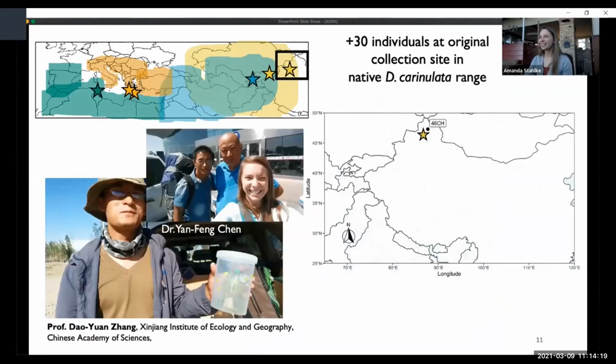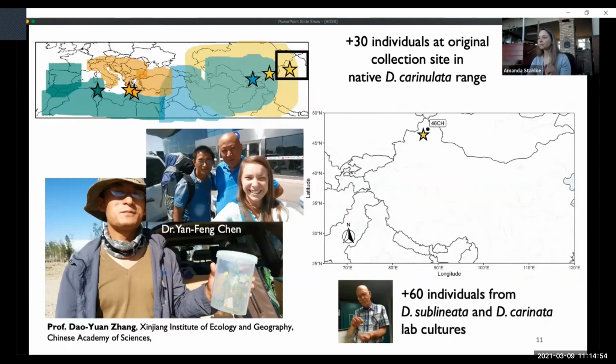I also got to go out to the native source collection for that Fukang ecotype, thanks to collaborators at the Xinjiang Institute of Ecology and Geography, especially Professor Dao Yuan Zhang, and then PhD student, now Dr. Yanfeng Chen. And we successfully found populations there. So we have the reference genome, Elongata, native range collections, and this Fukang ecotype collection.